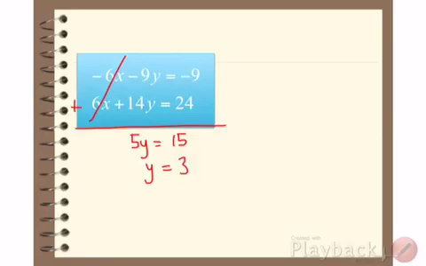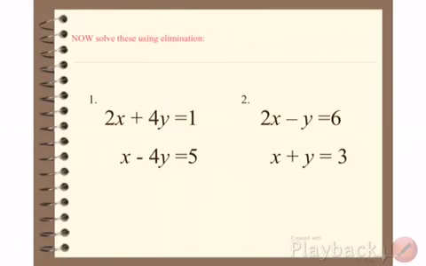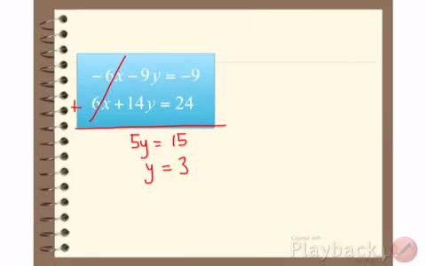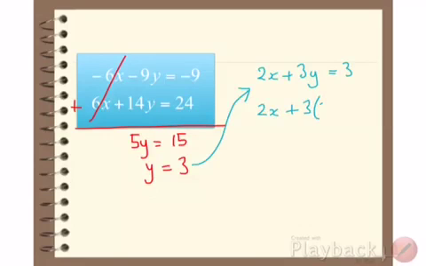And then, just bear with me 2 seconds. We're going back because I need to work out my x. So, I'm going to now plug that into one of my equations. So I can take my first equation, which was 2x plus 3y is equal to 3, and I'm going to plug in my new y value. So 2x plus 3 times 3 is equal to 3.